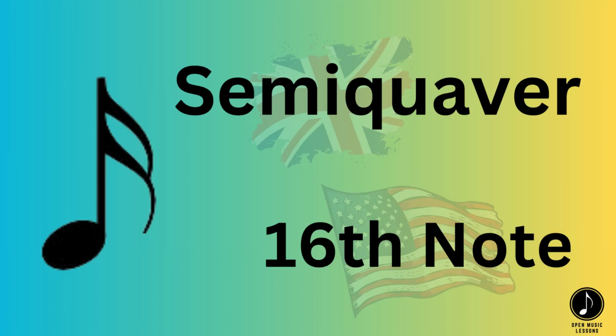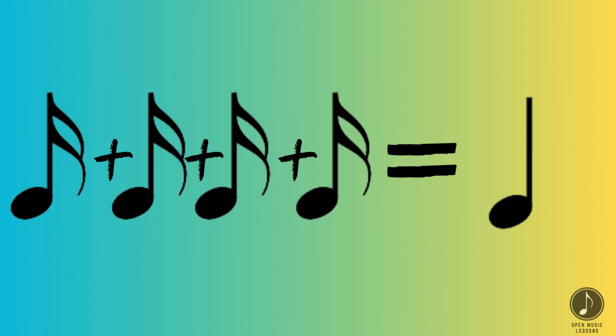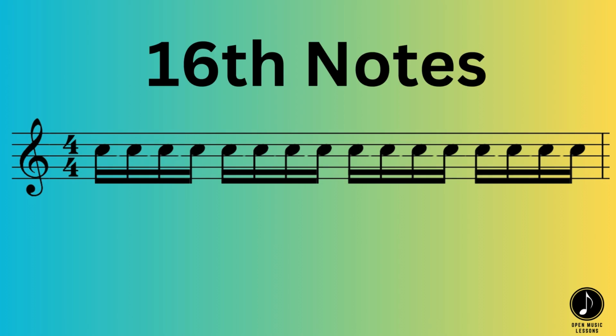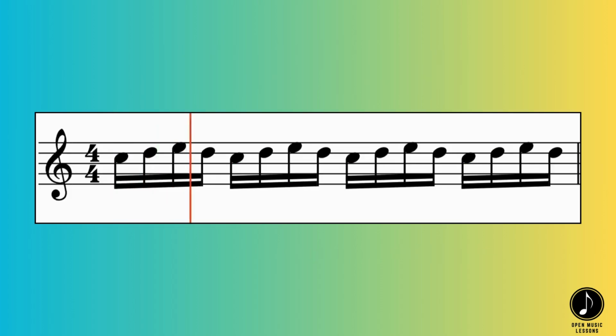A semiquaver, or 16th note, has a filled-in note head, a stem, and 2 tails. It lasts half as long as a quaver, or a quarter of a quarter note, or crotchet, and you can fit 16 of them in a bar of 4/4, which is why they're known as 16ths. Here's what semiquavers sound like in comparison to crotchets in a bar of 4/4.